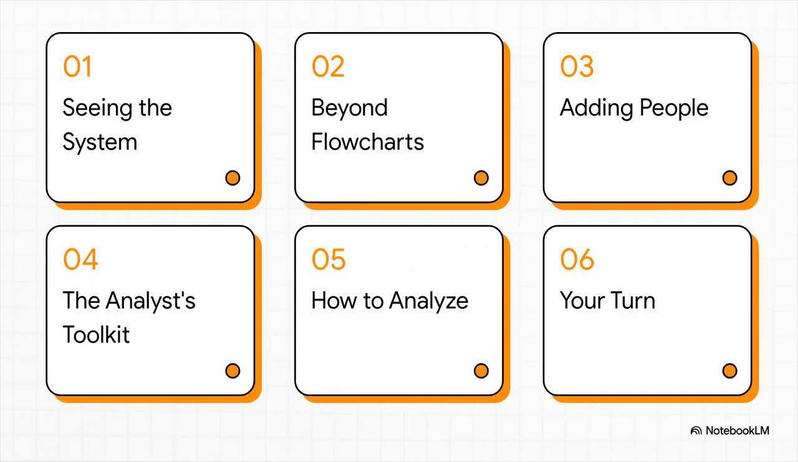Let's dive in. So, here's our game plan for today. First, we're going to learn how to see the basic blueprint of any system. Then, we'll move beyond those simple flowcharts and figure out what they're missing. After that, we'll add the most important ingredient of all, people. Then we'll check out the full analyst toolkit and the step-by-step process for analysis. And finally, you'll see how you can start using these ideas in your own world.